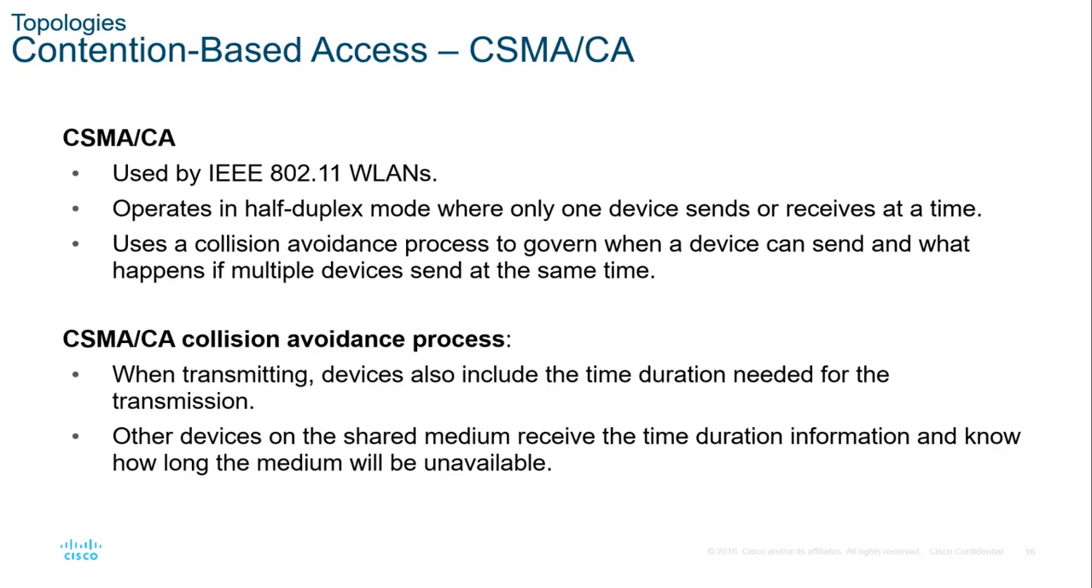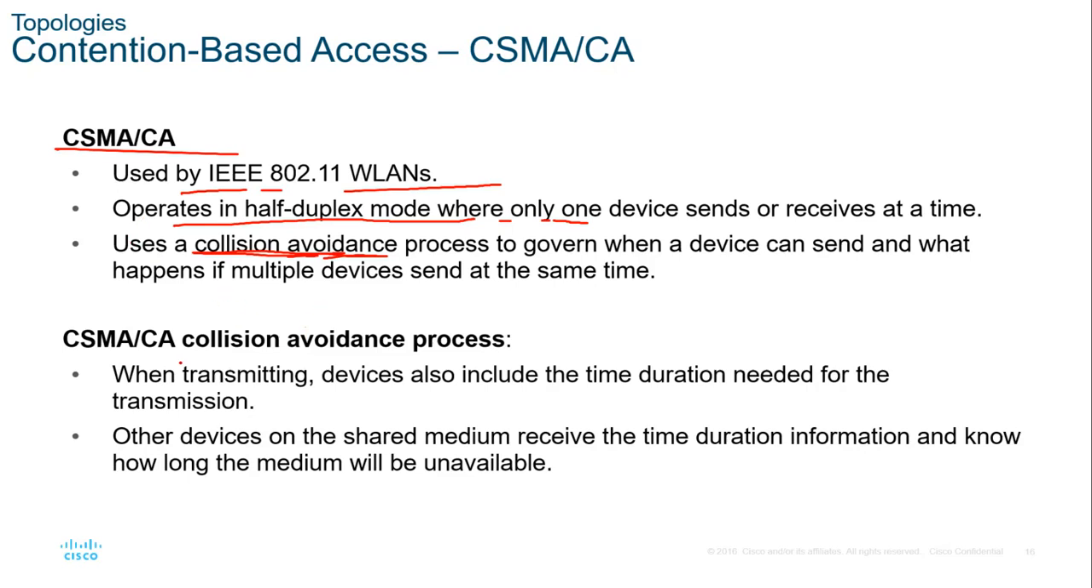Carrier sense multiple access with collision avoidance is used by wireless LANs. It still operates in half duplex mode, where only one device can send and receive at a time. The other one, detection, detects a collision and then waits a random period of time. This one uses a collision avoidance process to govern when a device can send and what happens if multiple devices send at the same time.